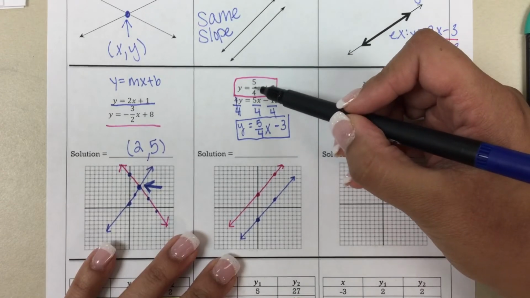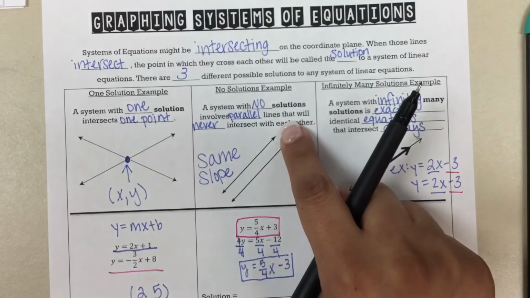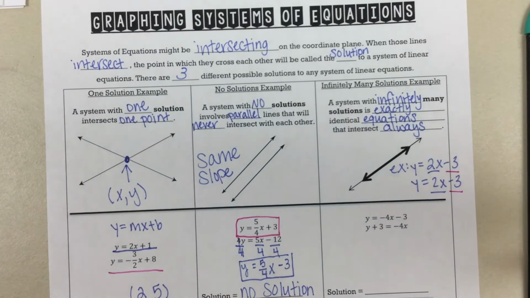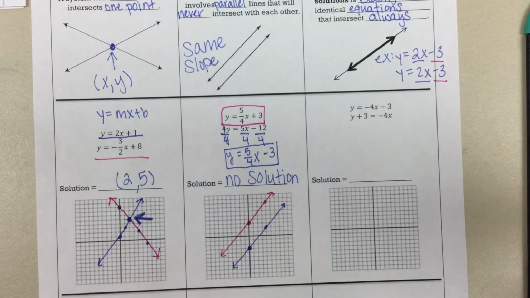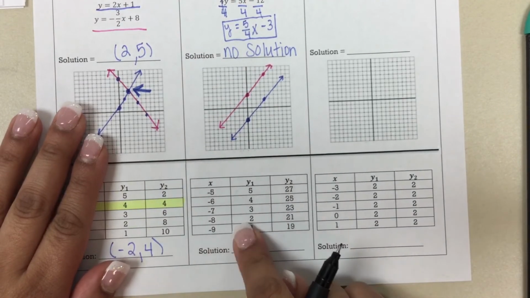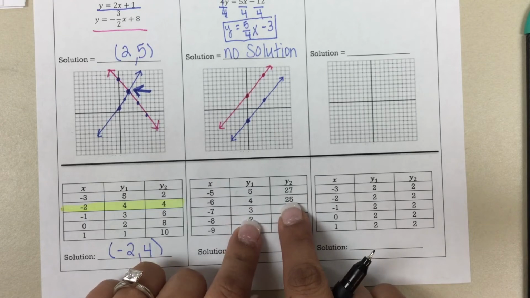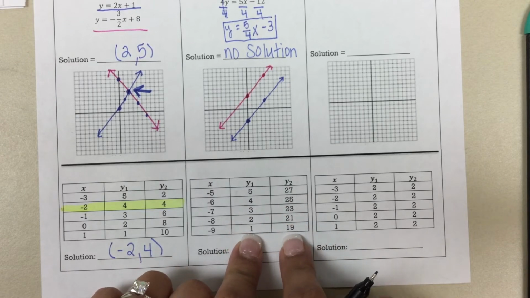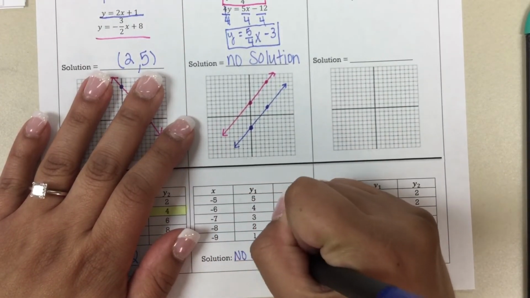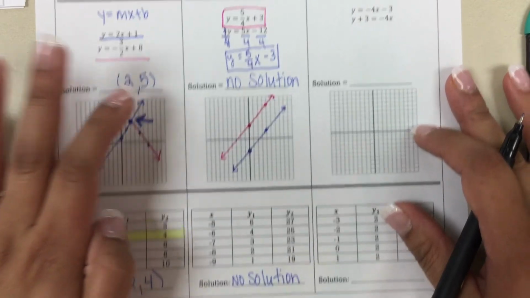You can also tell because look, 5/4, 5/4, same slope. So the same slope means that there will be no solution. Sorry, no solution. Okay, and then looking at the table, look to see if any of them match. 527, 425, 323, 221, 119. None of them ever match, so again, it's no solution. Okay, so that's what happens when they're parallel.